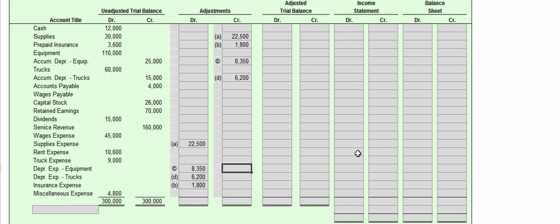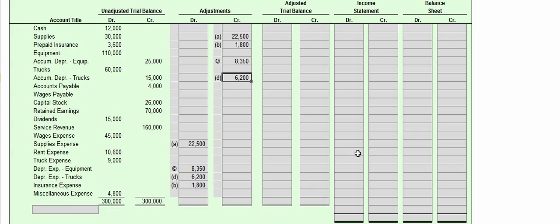Okay, so that debit to depreciation expense trucks increases the depreciation expense trucks account because it's an expense account. They increase on the debit side. Then the credit to accumulated depreciation trucks increases that account balance because it's a contra asset account, and they increase on the credit side. Okay, let's keep going.